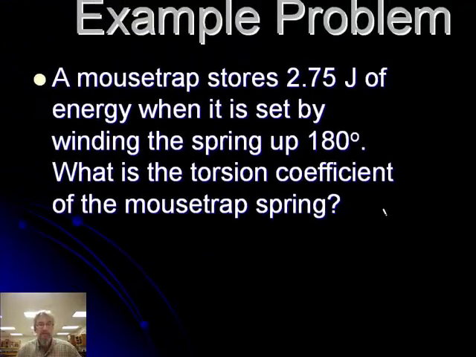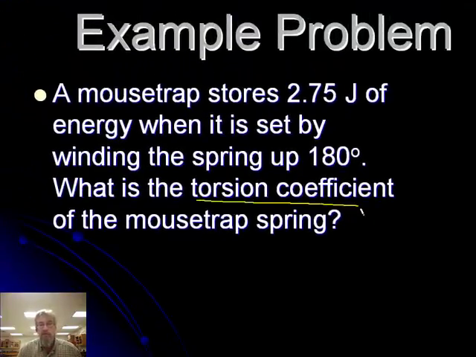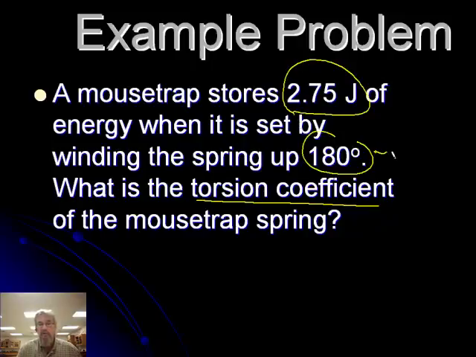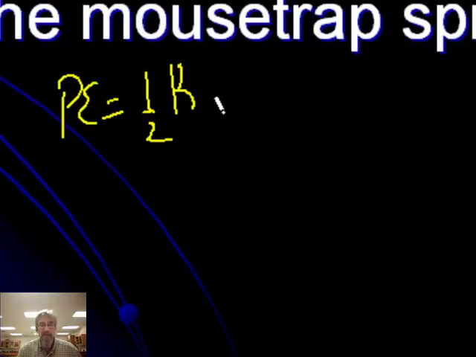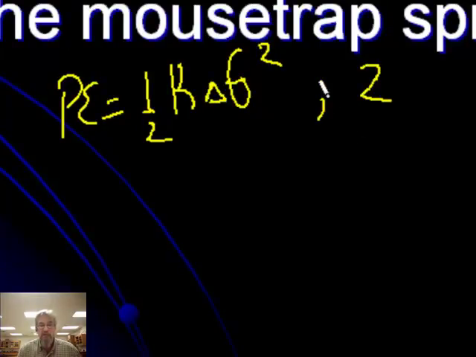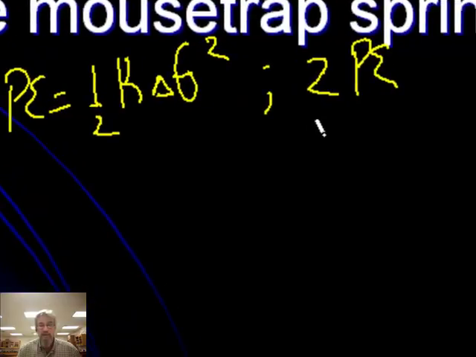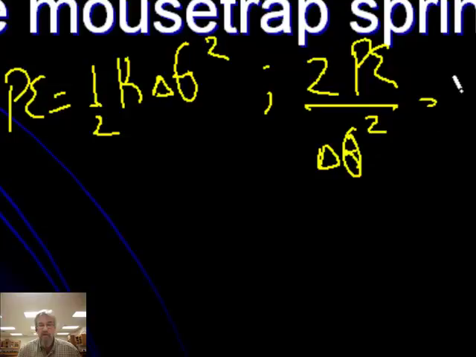Well, here's an example using that. Here we have to find the torsional coefficient. We know how much energy is stored, and we know here's delta theta. It's 180 degrees. So PE is 1/2 kappa times delta theta squared. So that means 2 times PE divided by delta theta squared would be equal to kappa, our torsional spring coefficient.